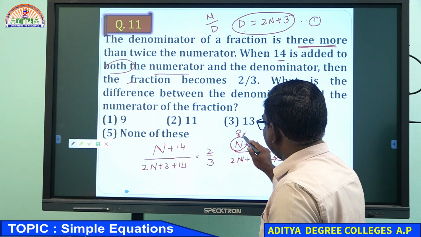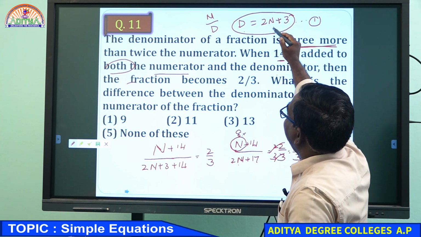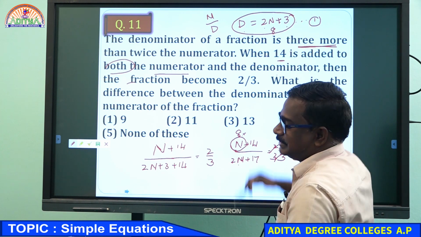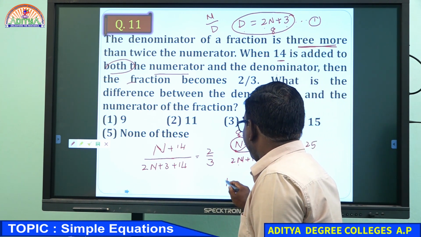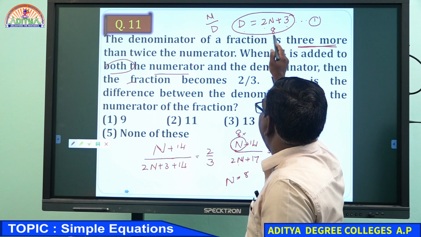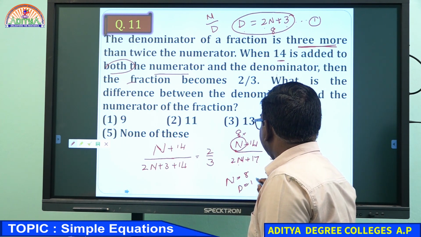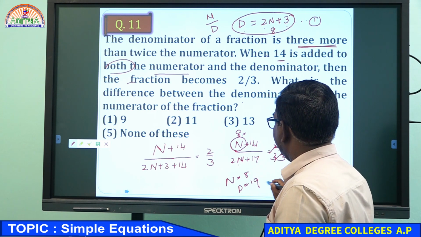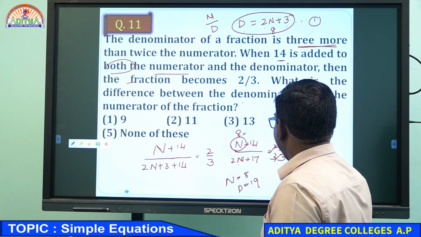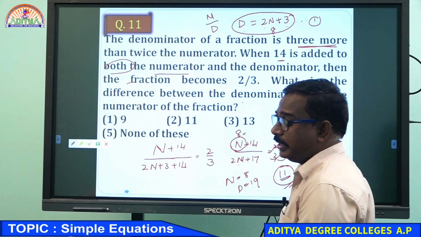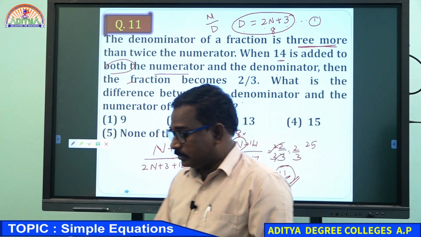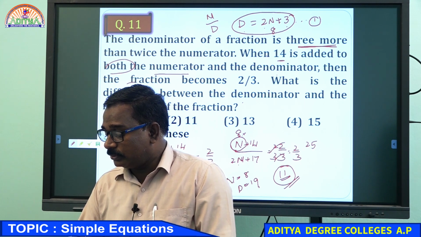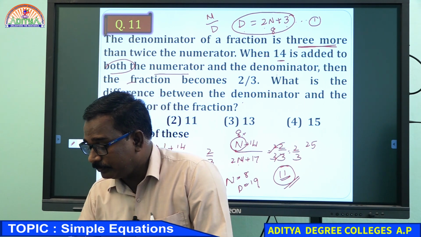So the numerator is 8, which means 2 eights are 16 plus 3, 19 is the denominator. The numerator is 8 and the denominator is 19. The difference between numerator and denominator is asked. 19 minus 8, that is 11. Very good, all of you have written 11, just 1 or 2 members remaining. Very good.